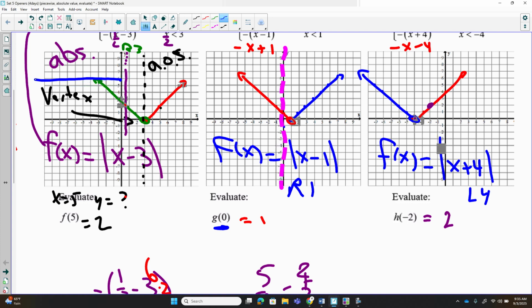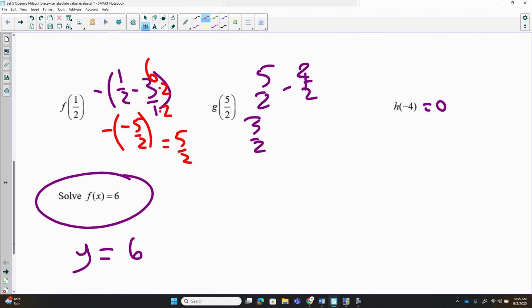Let's see if I can draw a little better. Like that. Now this green line intersects it right there, right? At -3, right? And the red line intersects it at +9, correct? So how many solutions do I have? 2. So I would have -3, 6 is a point. 9, 6 is a point.